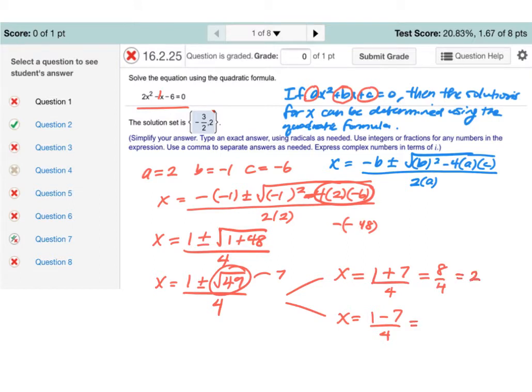And then for 1 minus 7, we get a negative 6 fourths, which if we simplify, 6 and 4 both have a common factor of 2. So this is like negative 3 times 2, and this is like negative 2 times 2. So if I reduce it by a 2, negative 6 fourths will simplify to a negative 3 halves. Okay, and so our two solutions are 2 and a negative 3 halves. Okay, let's look at the next one.